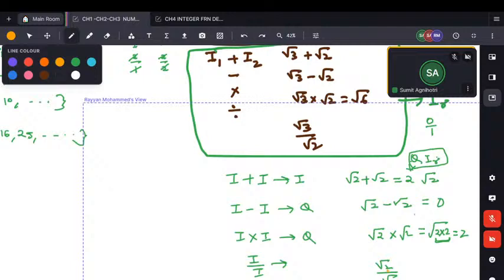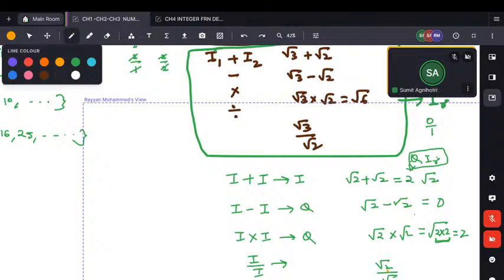And what about this? If you are adding, subtracting, multiplying or dividing two different rationals, or adding, subtracting, multiplying or dividing the same rational, in all these scenarios you will get a rational only. You can consider examples yourself. In all these cases you will get a rational only.